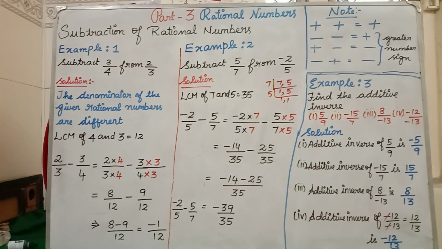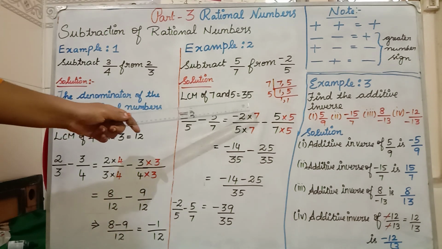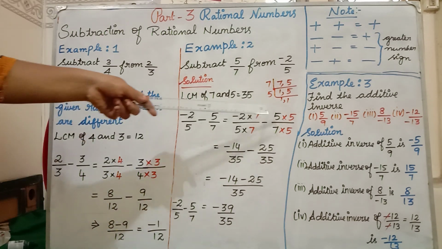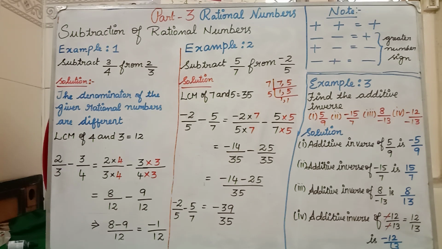So, in between I have put the minus sign. Clear, all of you? Now, here also the denominators are different. If the denominators are different, what is the first step? We have to take the LCM of the two denominators. If you take the LCM of 7 and 5, what will we get? 35.